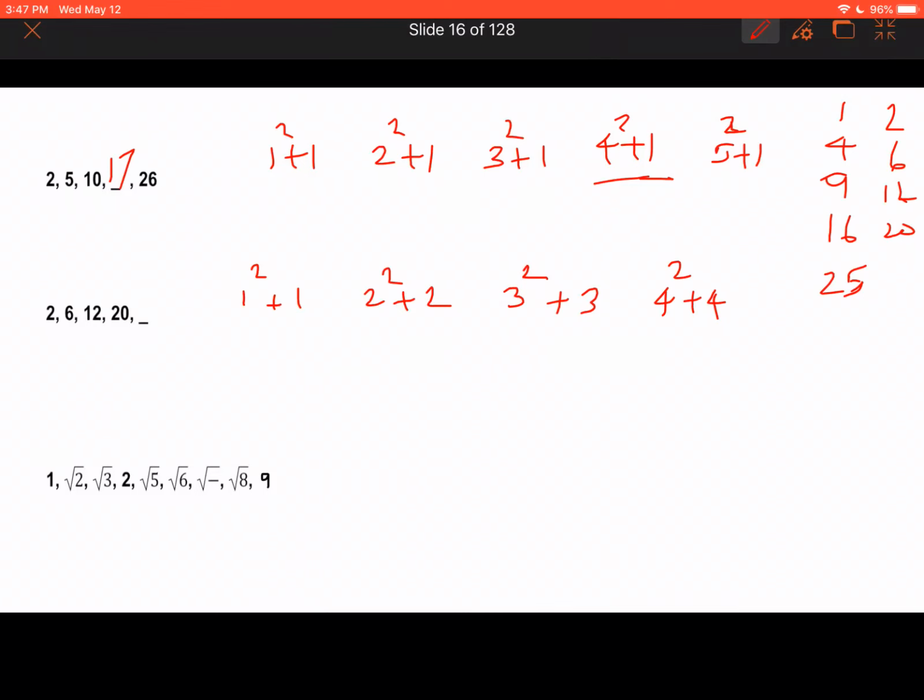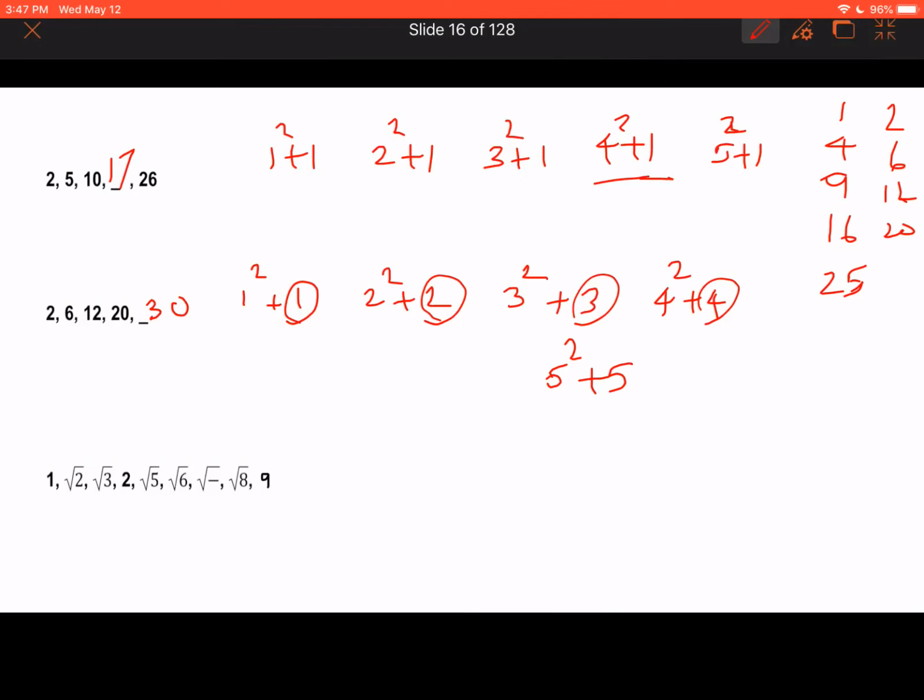Right, so you are able to see a pattern. There is an increase in the additional value apart from the squares, right? So it is going to be 5 square plus 5. So 5 square is 25. 25 plus 5 is 30.